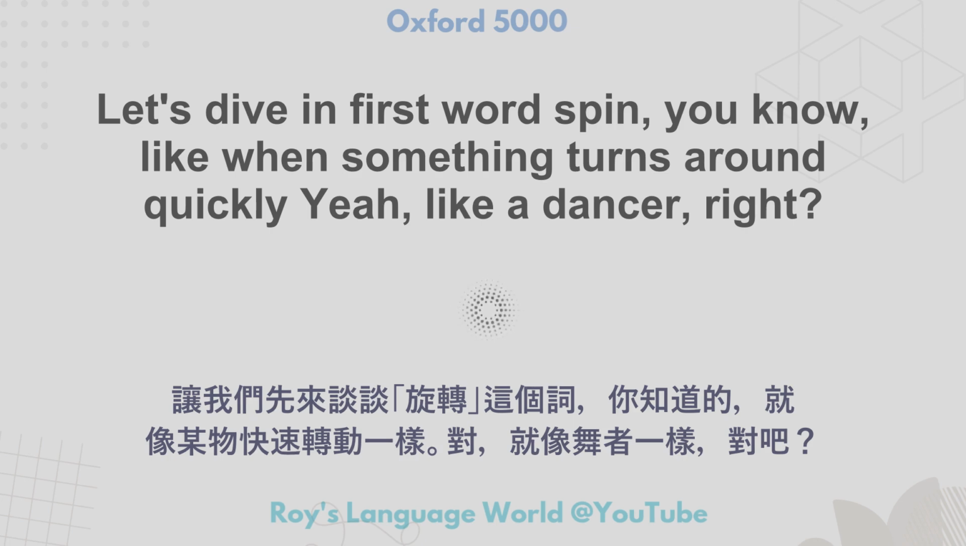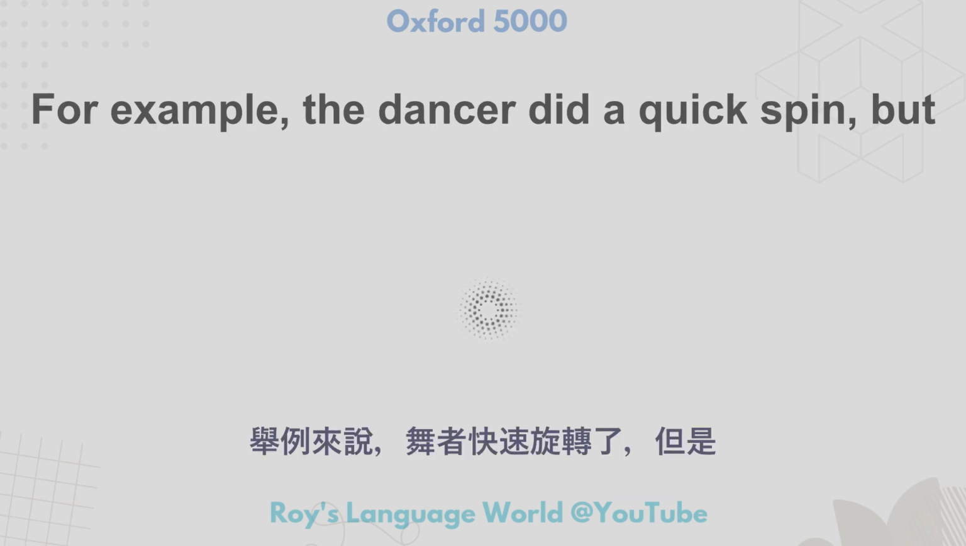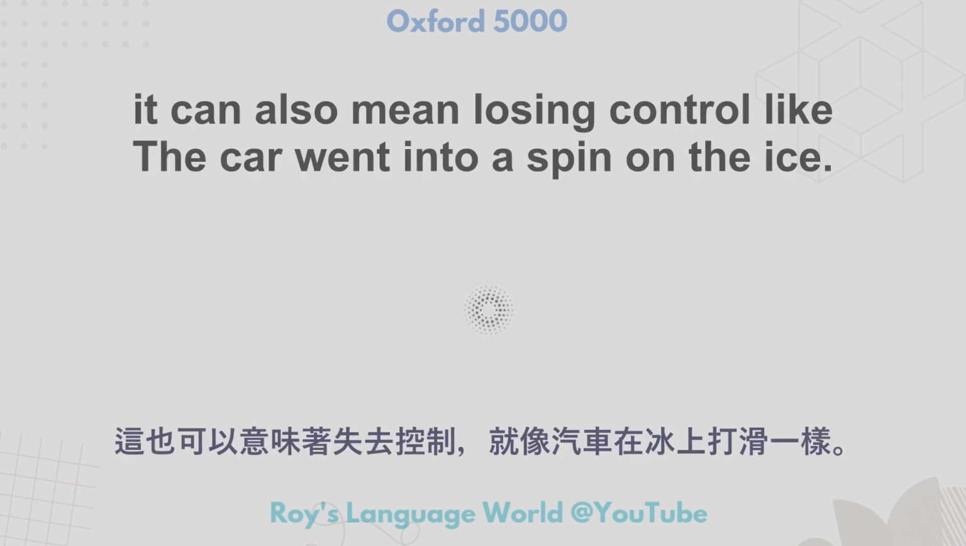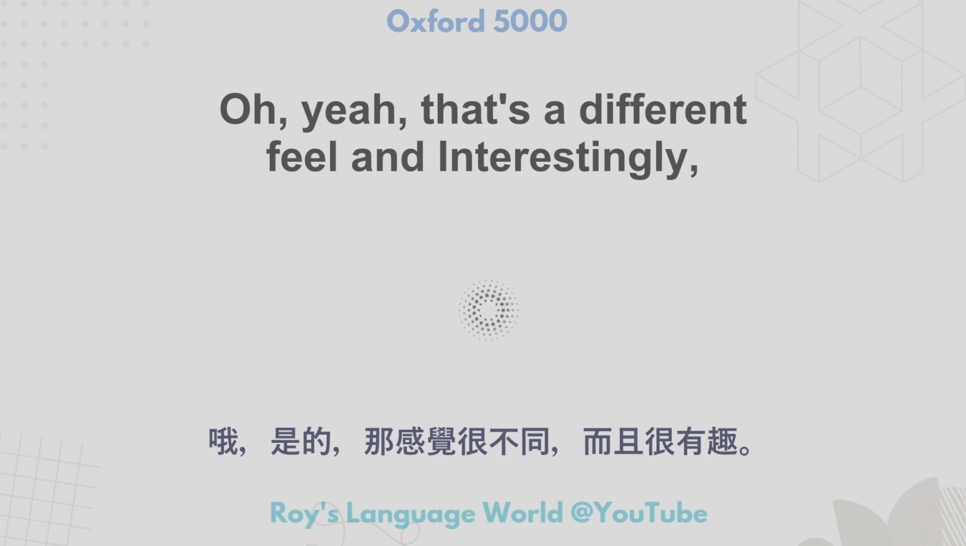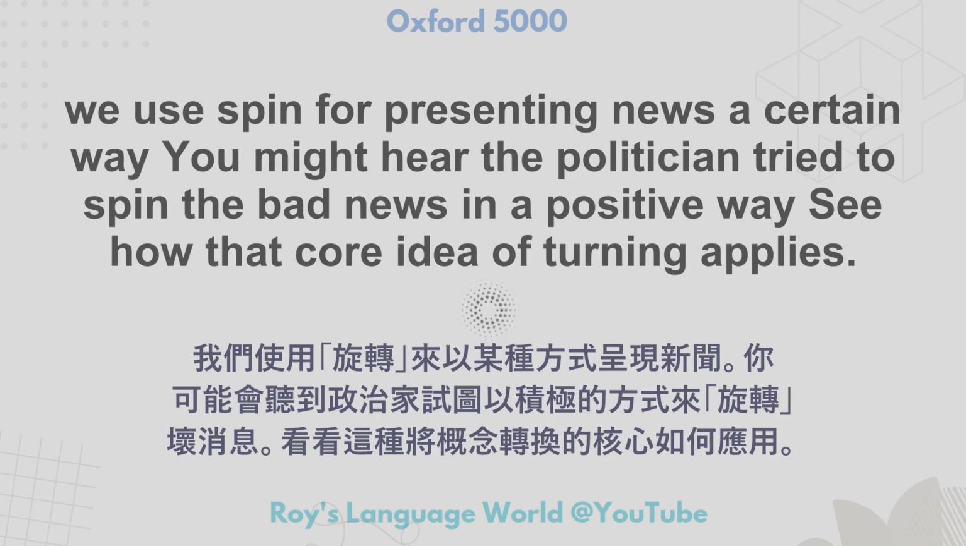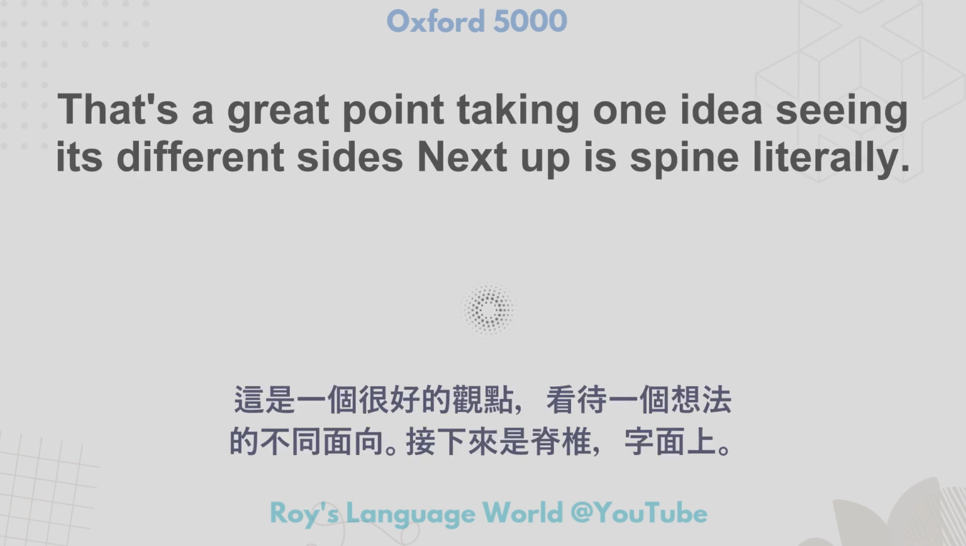First word, spin. Like when something turns around quickly. Yeah, like a dancer. Right. For example, the dancer did a quick spin, but it can also mean losing control, like the car went into a spin on the ice. Oh, yeah, that's a different feel. And interestingly, we use spin for presenting news a certain way, you might hear, the politician tried to spin the bad news in a positive way. See how that core idea of turning applies. That's a great point. Taking one idea, seeing its different sides.